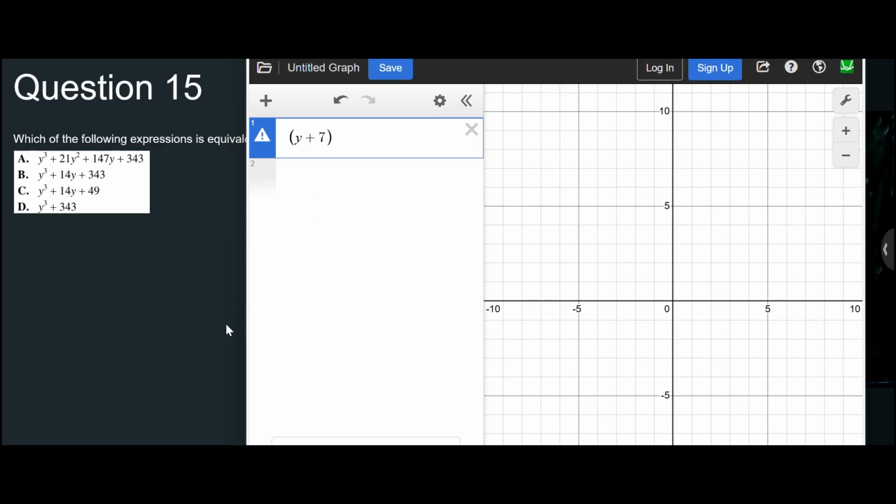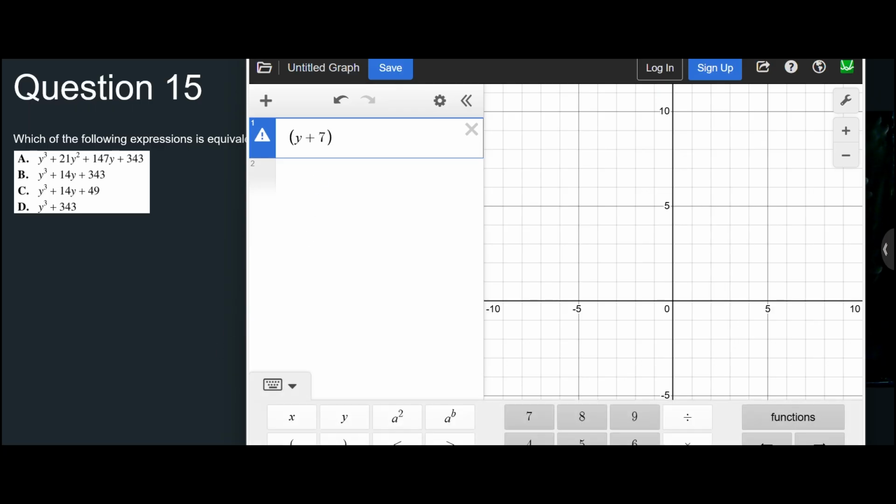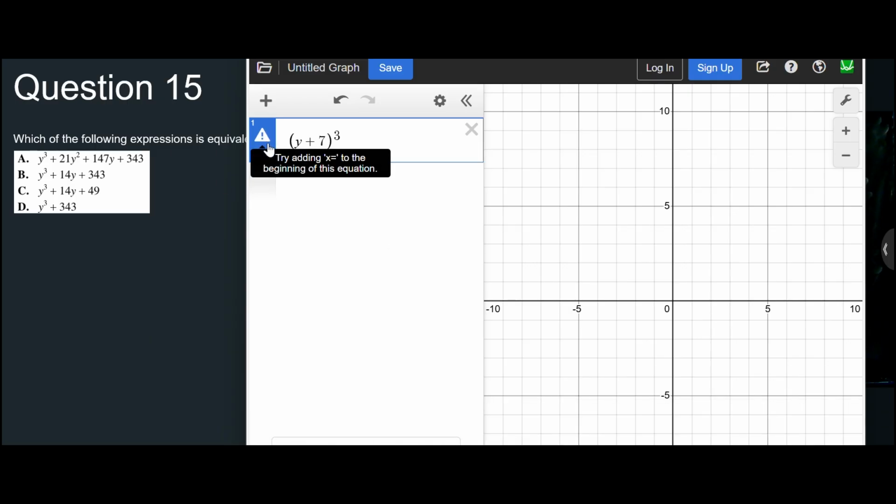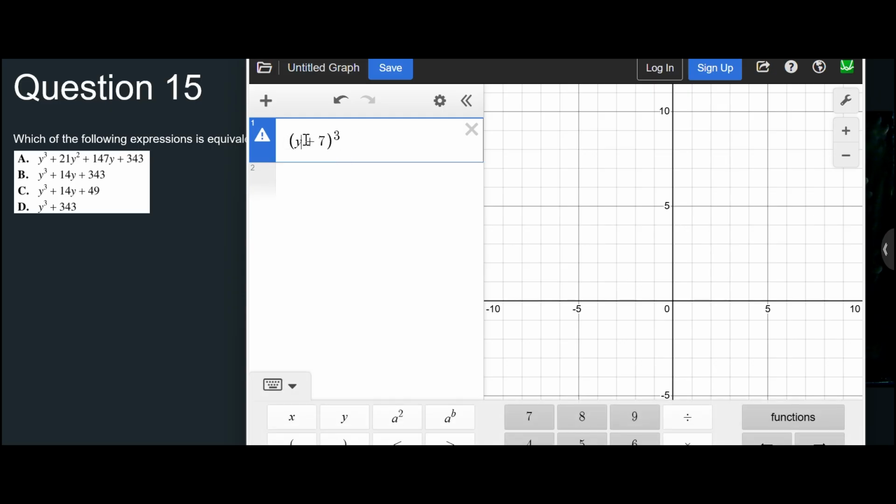Now we're going to need our keyboard for this one. So on my keyboard, I'm going to put this A to the B, and it gives me a place to put that 3. All right. Now, it says, try adding x equals. All right, so let's see if I change my y to x and see if it will graph that way. Yes, it will. So, Ms. Killen, what did I just learn?